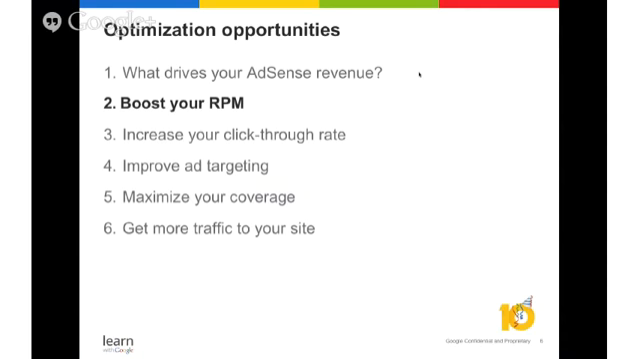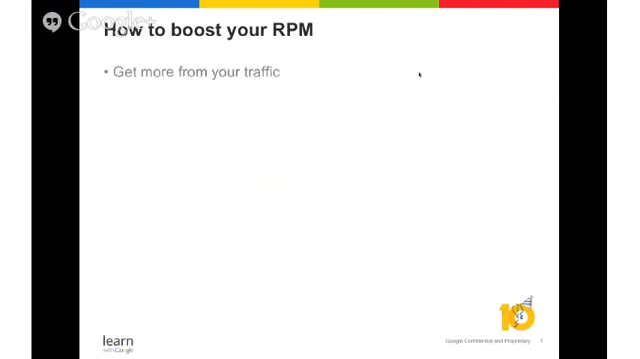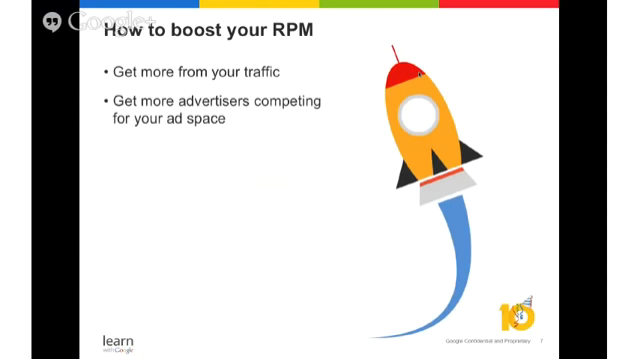So we're going to come at this from two angles. The first is how to get more from the traffic you already have, and how to get more advertisers competing for your ad space. So these are the two components. We already want to work with the traffic. This session is not about thinking how to drive more traffic to your site. So assuming we have this set body of traffic, how do you get more from them? And then how do you really bring the sort of attention to your site that advertisers are looking for when they're looking to spend their money?